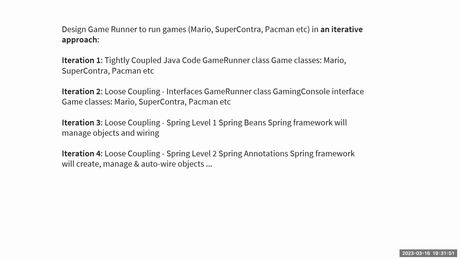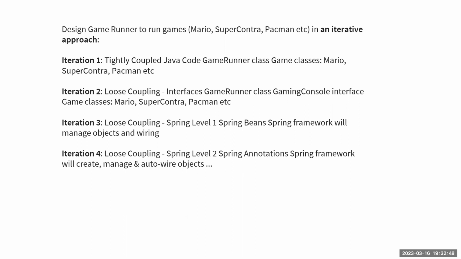Okay, so what we are going to do is write some program, some project, and we'll understand it with a step-by-step approach. First we are going to create a tightly coupled game runner class. The design is, first we need to create a game runner to run different games like Mario, Super Contra, and Pac-Man, in an iterative approach. The first iteration is the basic version, and we'll learn how we can make it better in programming concepts. First we are going to learn with tightly coupled Java code for running the game runner class and Mario, Super Contra and Pac-Man.